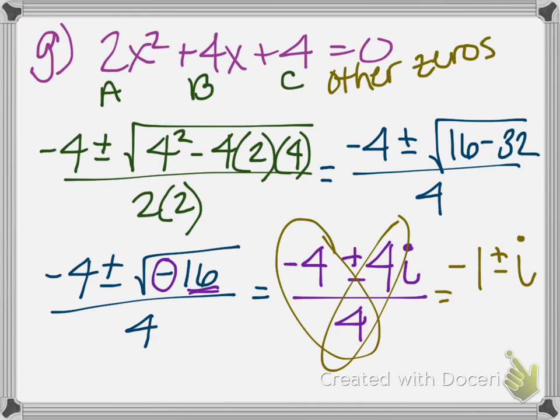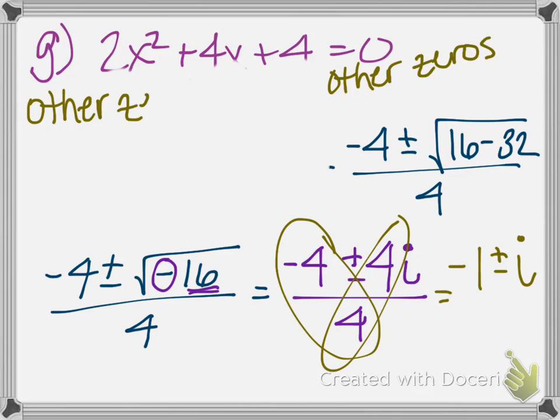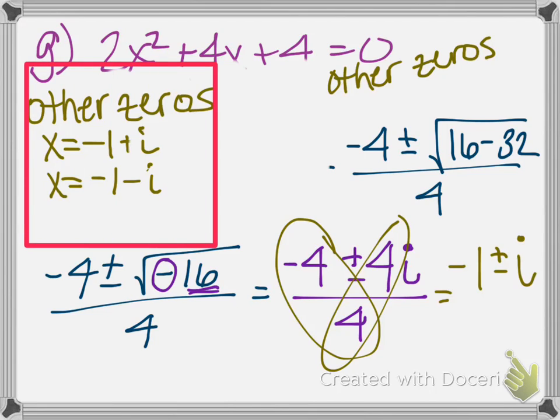zeros. Actually, let me just erase so that I can actually put it in an answer. So the other zeros, and I promise I gave you more room. Actually, it's pretty much set up like this, so you should have enough room. So the other zeros are x equals -1 plus i, and x equals -1 minus i. That kind of looks like a U. Okay? So there's my answer for G, the other zeros.